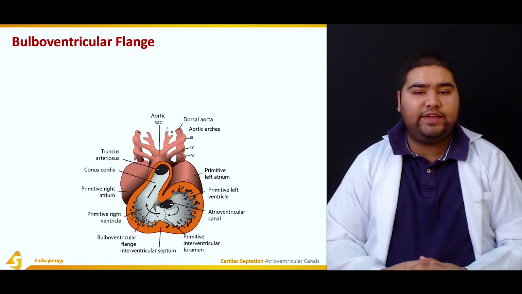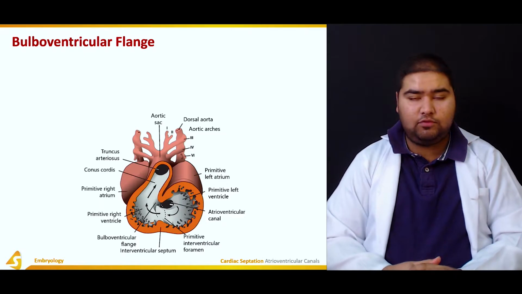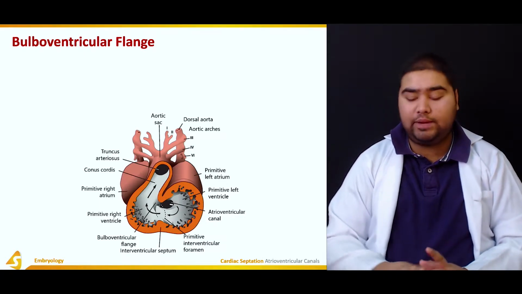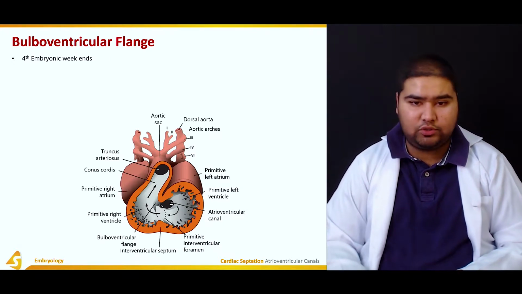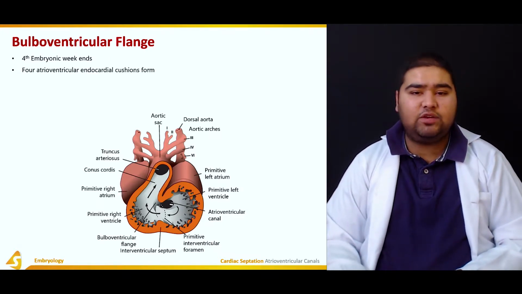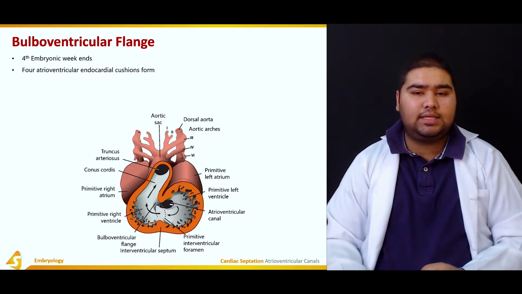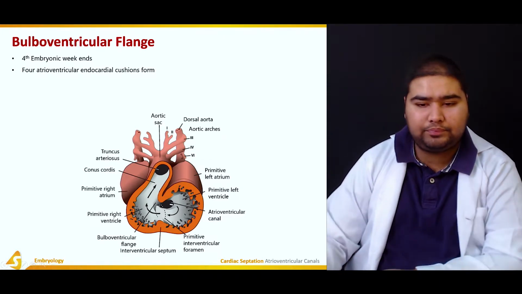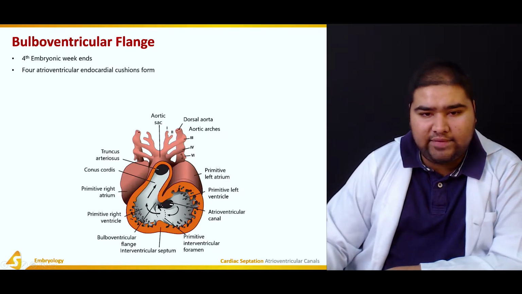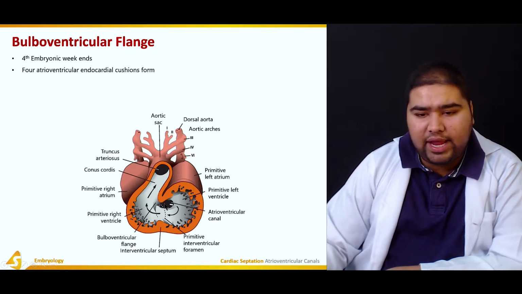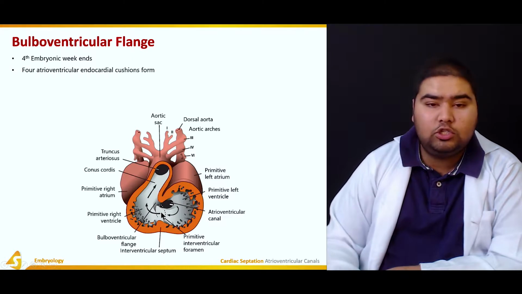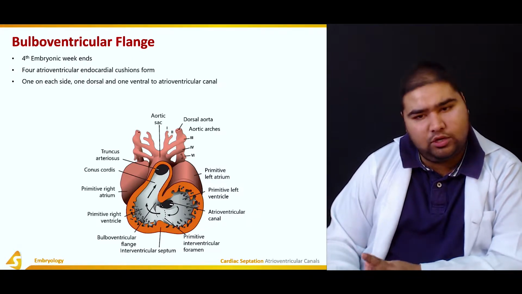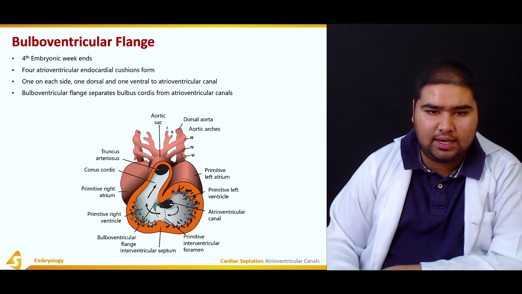So, bulboventricular flange. I know it's a mouthful, but it's an easy concept. I hope you'll understand it. The fourth embryonic week is about to end. Four atrioventricular endocardial cushions are now formed. So here, this is the AV canal, and the four endocardial cushions are formed: two on the sides, one dorsal and one ventral to the AV canal.